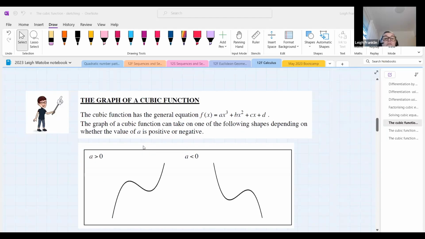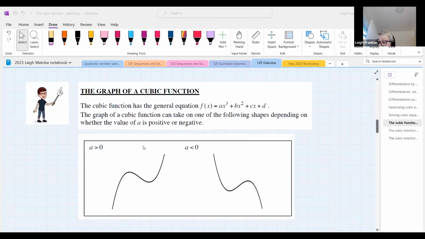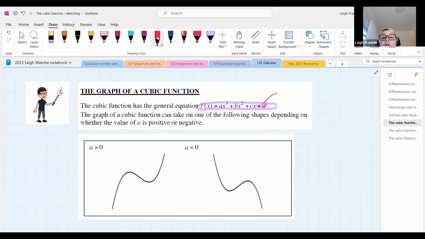Let's just talk about the graph of the cubic function. Every cubic function takes the general form f of x equals ax cubed plus bx squared plus cx plus d. a cannot be equal to 0, but b can be 0, c can be 0, or d could be 0. The value of d specifically: d is the y-intercept.